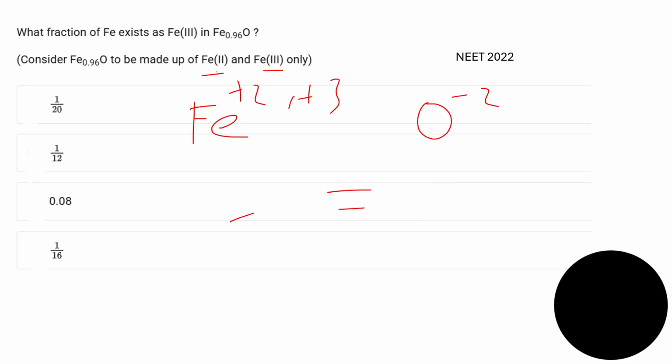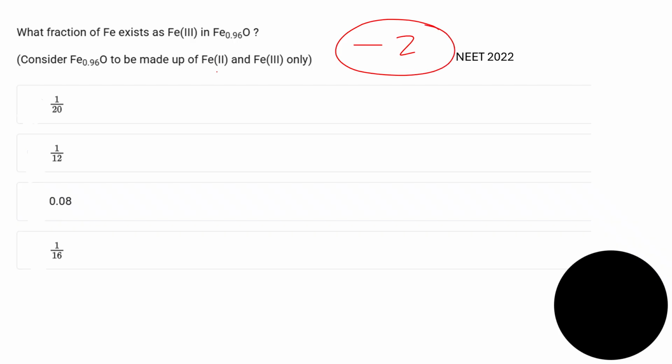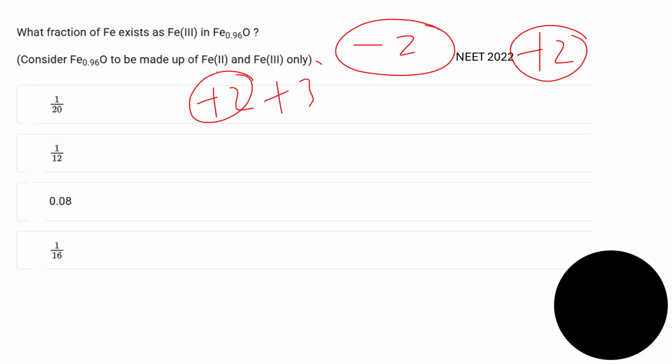Now they gave 0.96 iron only. To neutralize one O2 minus charge, one Fe plus 2 charge is required, but here it is 0.96. This shows there is not only Fe2 plus, there is also Fe3 plus, because Fe3 plus contains plus 1 charge extra. Here it is plus 2, here it is plus 3. So Fe2 plus contains some Fe3 plus, so less than one amount of iron is required.